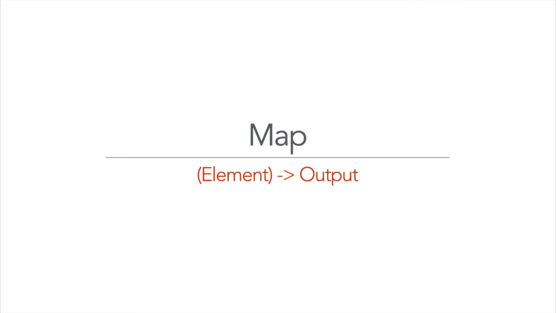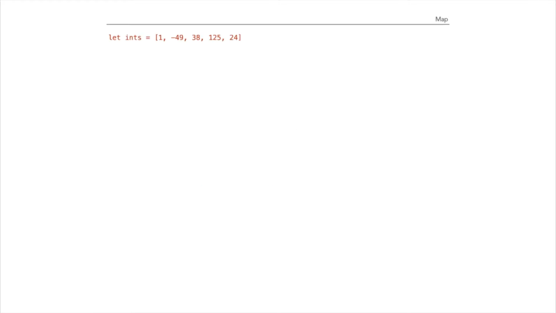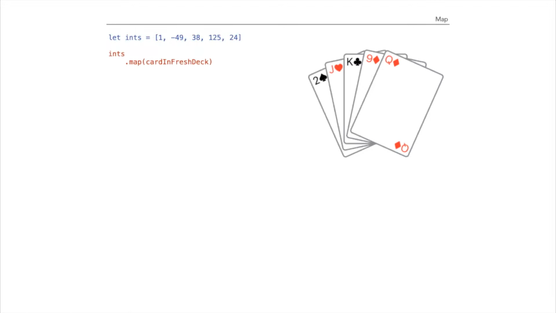A well-known higher order function that we've talked about in the context of combine is map. Map allows us to convert one sort of element to another element. So for example, I've got some ints. Here are 5 ints: 1, -49, 38, 125, and 24. And I've got a deck of 52 cards. I'm going to just take that number, basically take its absolute value, mod it by 52, and pick the corresponding card from the deck. And so I'm going to take the ints, and I'm going to choose the card in the fresh deck corresponding to that int, and I get that hand of cards. So map took an array of ints and converted it to an array of cards.